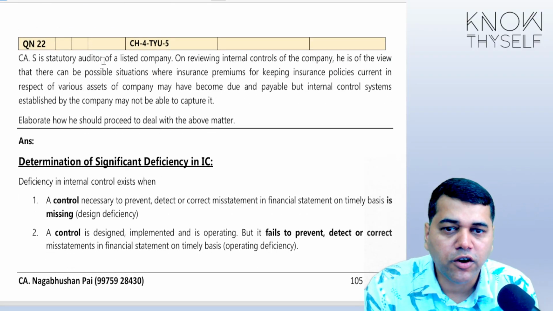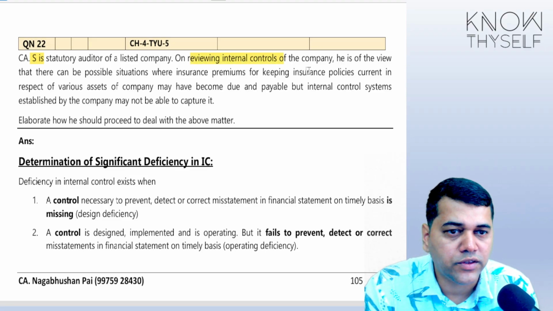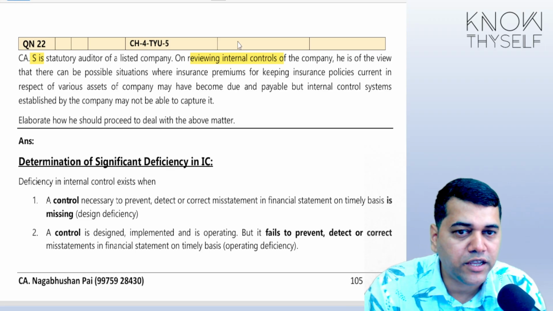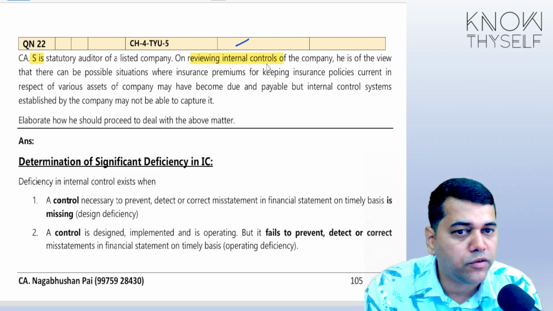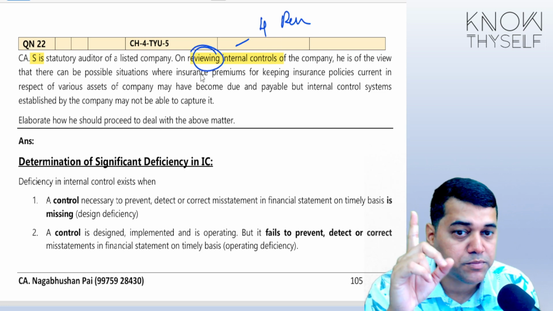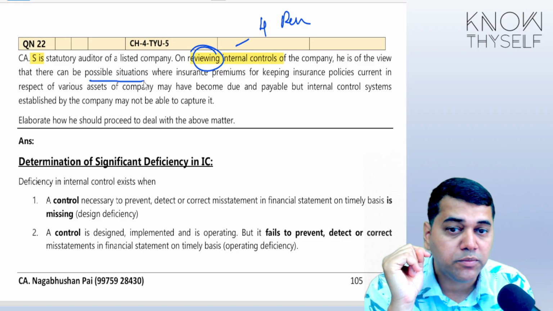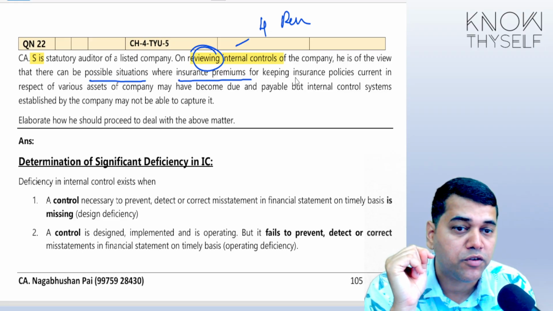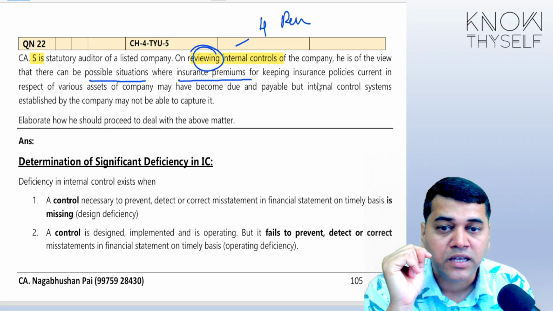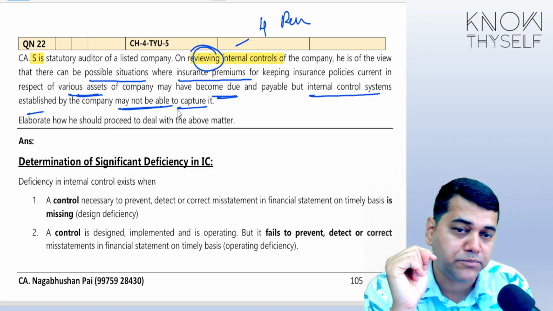Now, the statutory auditor of a listed company is reviewing the internal controls of the company. So first of all, reviewing of the internal control, chapter 4, review part. So you think that they must be talking about the design and implementation. He is of the view there can be a possible situation where insurance premium for keeping the insurance policies current in respect of various assets have become due, but the internal control system is not able to capture it.